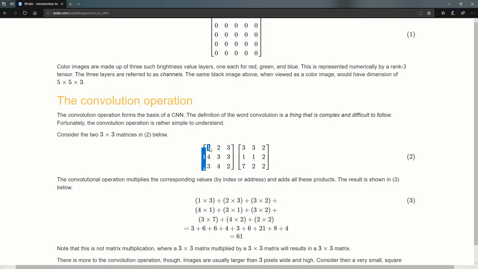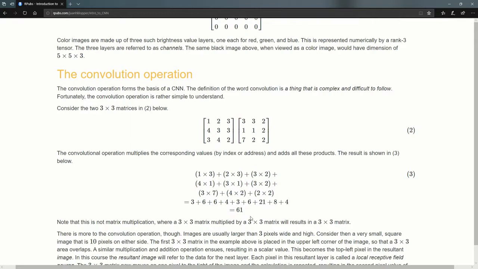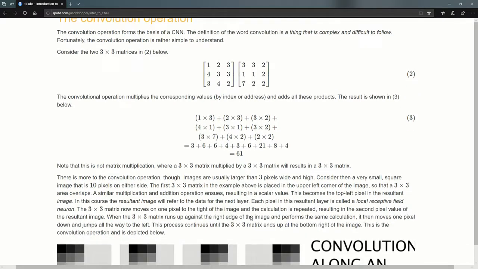So this one here, and this three here will be multiplied with each other. Then we move over to this two, and then this three. So it's one times three, and then the two times three. So we do all these nine products, and we sum up those nine products. So it'll be one times three, plus two times three, plus three times two, plus four times one, and eventually we add all of those and we get to 61.